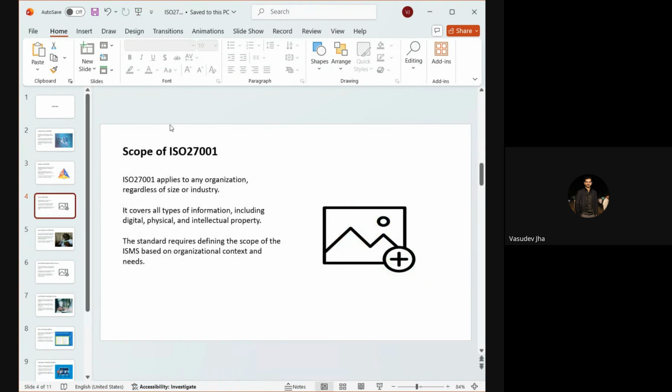Now, what is the scope of ISO 27001? It applies to any organization regardless of size or industry, and it covers all types of information including digital, physical, and intellectual property. Okay, now here we have some key terms: digital information, physical information, and intellectual property, or IPs.